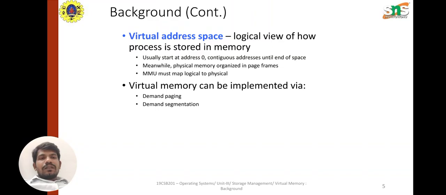The virtual address space is a logical view of how a process is stored in memory. The process is contiguous in the virtual address space. It usually starts at address 0, with contiguous addresses until the end of the space. Meanwhile, the physical memory is organized into page frames. The memory management unit must map logical to physical addresses. Virtual memory can be implemented in two ways: demand paging and demand segmentation.